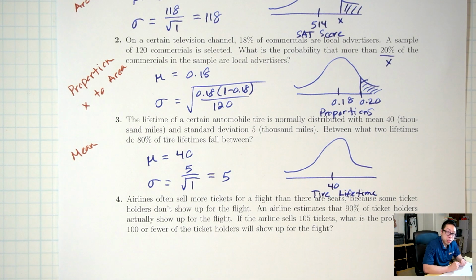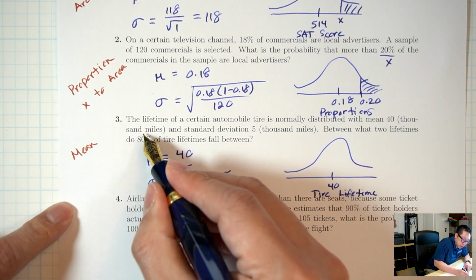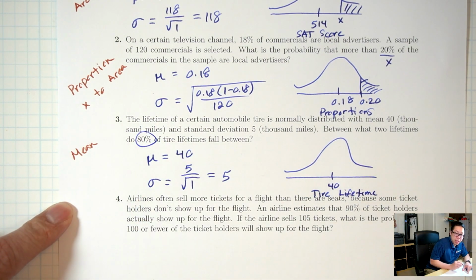So 2 more decisions. The picture, shaded left, right, or between, and then whether this is x to area or area to x. So for means, you do have to decide, right? It could be either one. So if you have a mean situation and I'm giving you a percent, that percent is an area.